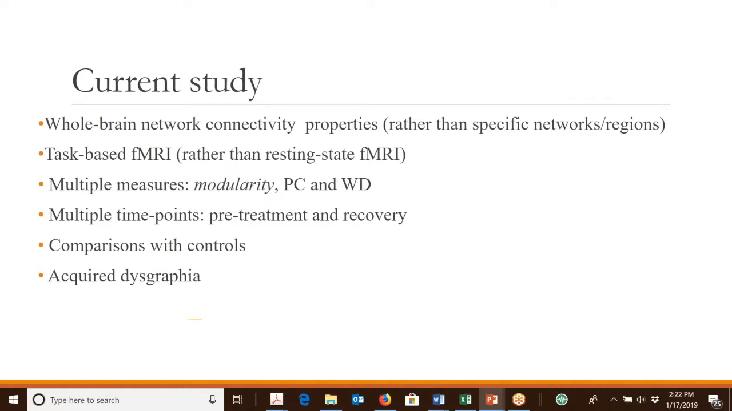Some of the features that are specific to this study are that we're looking at whole brain connectivity properties. There are a number of studies that look at changes in connectivity properties, but most of them look at particular networks or particular brain regions, whereas what we're doing with the graph-theoretic measures is a whole brain network connectivity approach. We're using task-based fMRI data rather than resting state fMRI data, and we may be the first to do that in this population. We're also looking at multiple measures within the same study, modularity, PC, and WD. We have multiple time points, pre-treatment and post-treatment. We have comparisons with controls, and again, we're looking at acquired dysgraphia, which has not been looked at before.